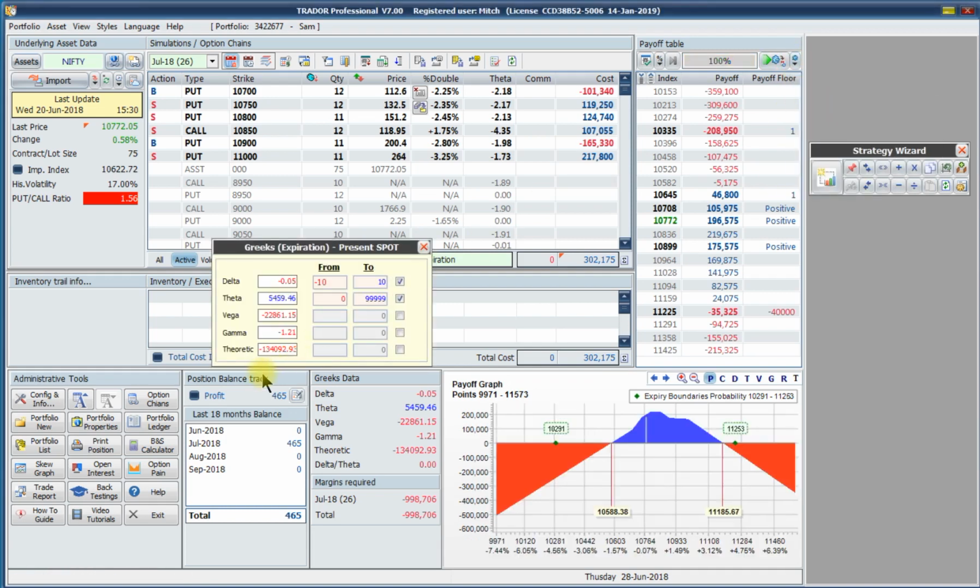The expiry and Greeks engine activates both expiry and Greek engines to work together, seeking solutions when both Greeks and payoff floors are defined.